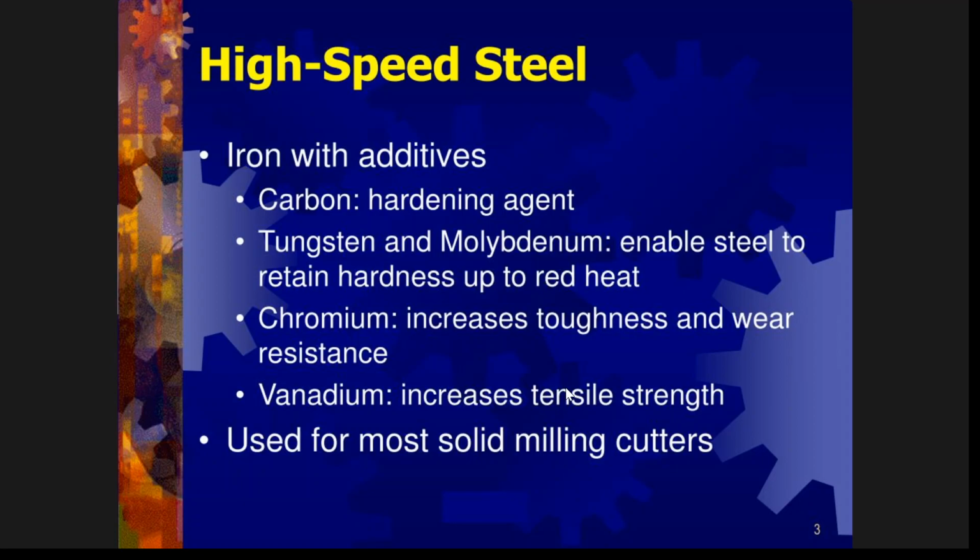One of the cutting tool materials is high speed steel. The main ingredients of high speed steel are carbon, tungsten, chromium and vanadium. The carbon will enhance the hardness. The tungsten and molybdenum will enable the steel to retain its hardness at high temperature. Chromium increases its toughness to resist wear. The vanadium increases the tensile strength of the cutting tool.